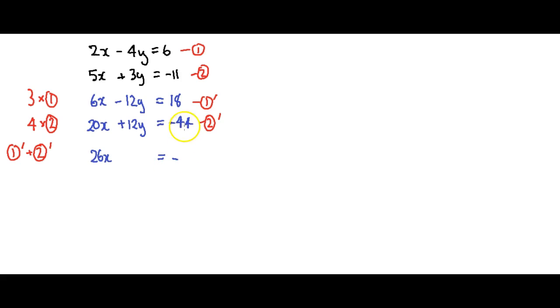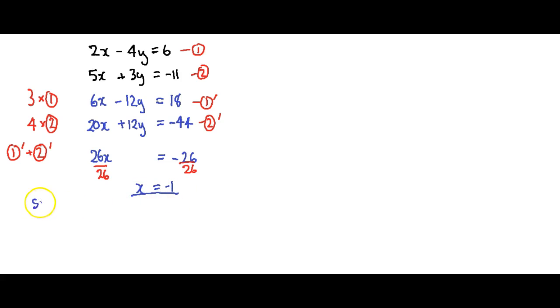And 18, how far away is 18 from 44? 2 to 20. Another 24, so 26, so negative 26. Dividing both sides by 26 will give us the x by itself that we want. And so x equals negative 1.